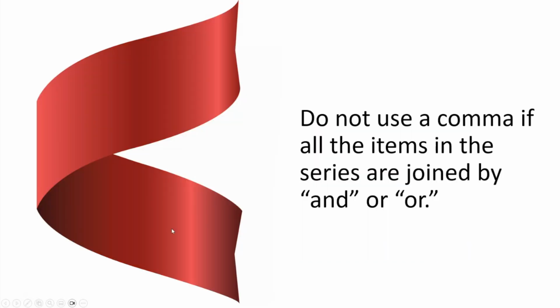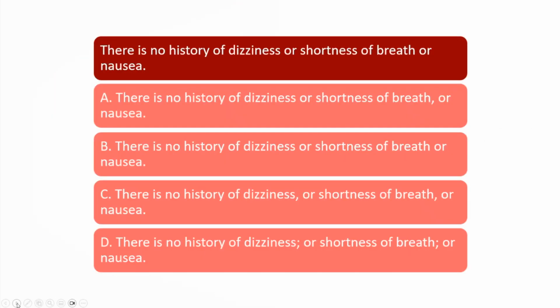Next one. Alongside of that, there is an exception, and that is do not use a comma if all of the items in the series are joined by and or or. So let's look at our next example here. Same sentence, just a little bit different. There is no history of dizziness or shortness of breath or nausea. So that's how the dictator has dictated it. Take a look at the options, and we'll hold off for a second to give everyone a chance to look at them.